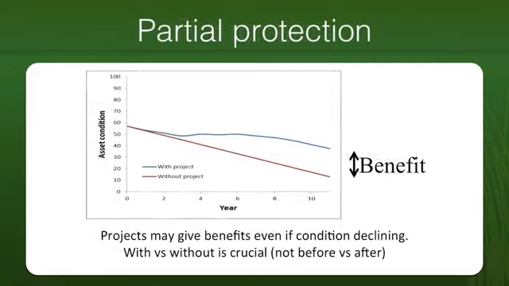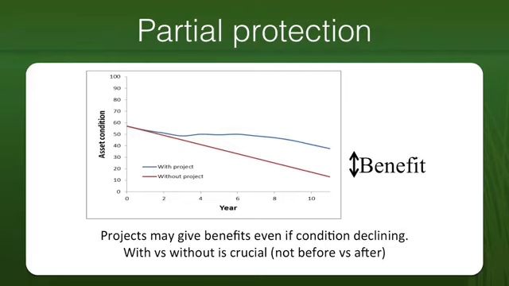Here's a different example, though. It's not necessarily the case that if we do nothing, then the environment will stay the same. It's often the case, in fact, that in the absence of some sort of management action, the environment could degrade. And that's what you can see with the red line in this case. Over time, the environmental asset that we're representing here is getting worse.